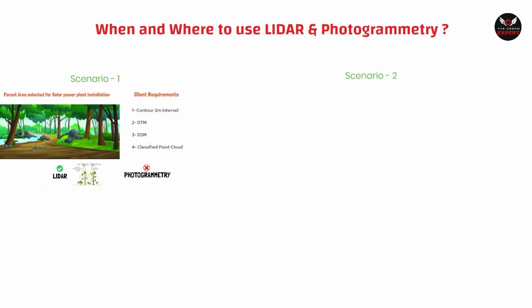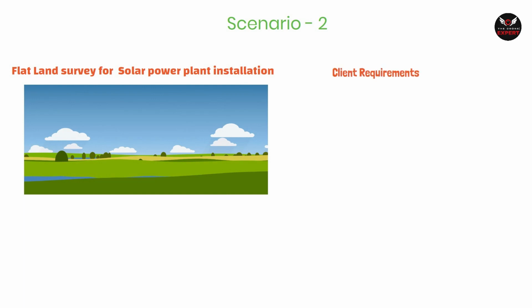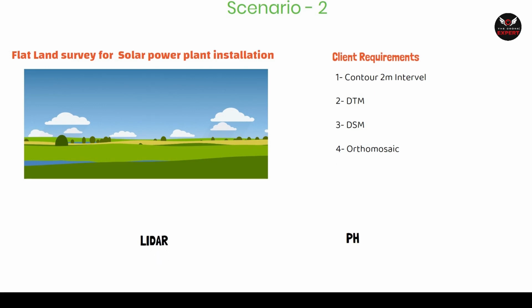Scenario 2. A survey on flat land for a solar power plant installation needing contour maps with 2-meter interval, DTM, DSM, and orthomosaic. In this case, where orthomosaic is required, photogrammetry is more feasible and results are accurate.